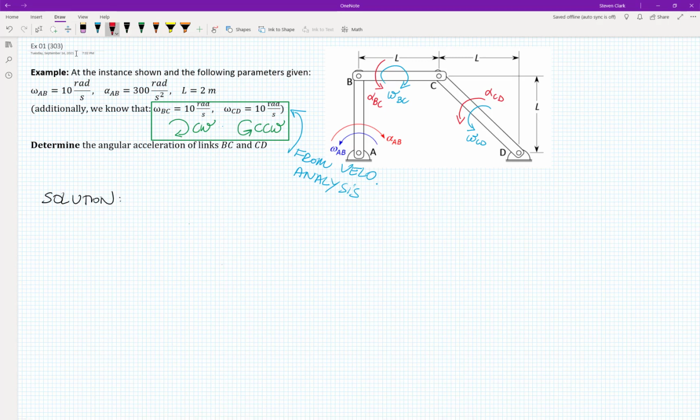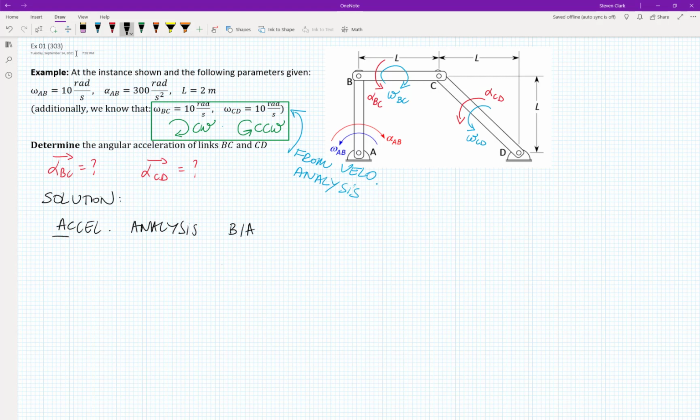And our goal is to find alpha BC and alpha CD. Okay, so I'm just going to run acceleration analysis between 2 points. Let's say between points B and A.